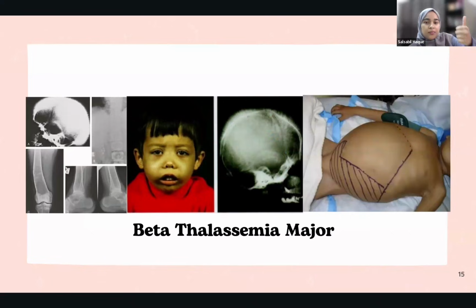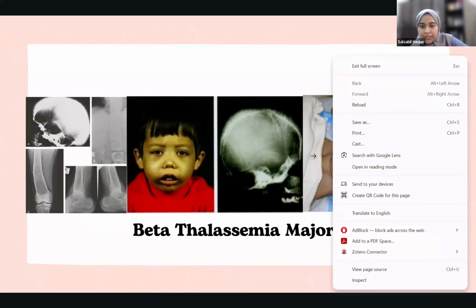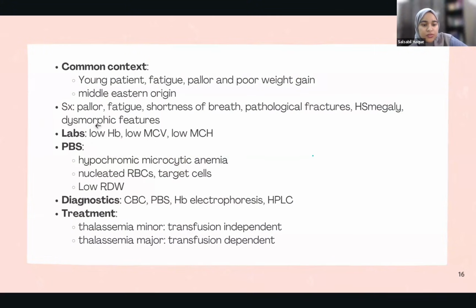Hence, we see nucleated RBCs or immature RBCs. We see massive splenomegaly or hepatosplenomegaly. And we can also see hair on end appearance in the skull. So these are very important pictures to keep in mind and keep going through them. Okay, so these are everything we mentioned.